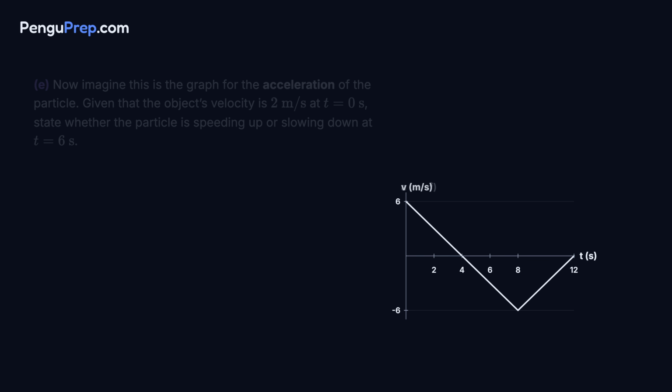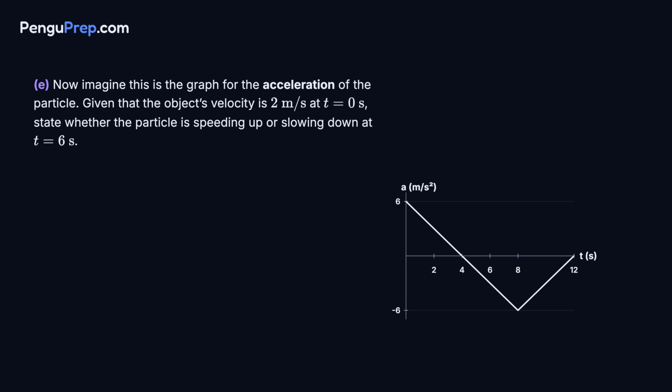For the next part, the graph is now an acceleration versus time graph, and because of that, you can find the acceleration of the object at t equals 6 seconds very easily. It's negative 3 meters per second squared. Now the problem is you need to know the velocity of the object at 6 seconds. How do we find that?